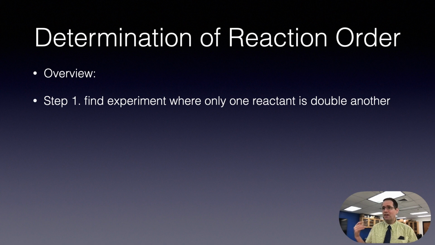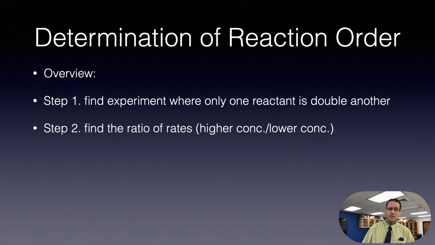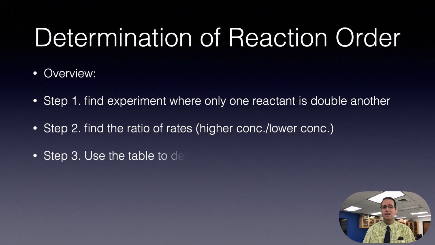If I was doing an investigation in the lab, I would make one concentration 0.1 molar, and I would double that and make another concentration 0.2 molar. I'd measure the rates, and I would very easily just calculate the ratios. So in my class, find the experiment where one reactant is double another. Then you want to find the ratio of rates. It's always going to be the higher divided by the lower. And then you're going to use the table to determine the order.